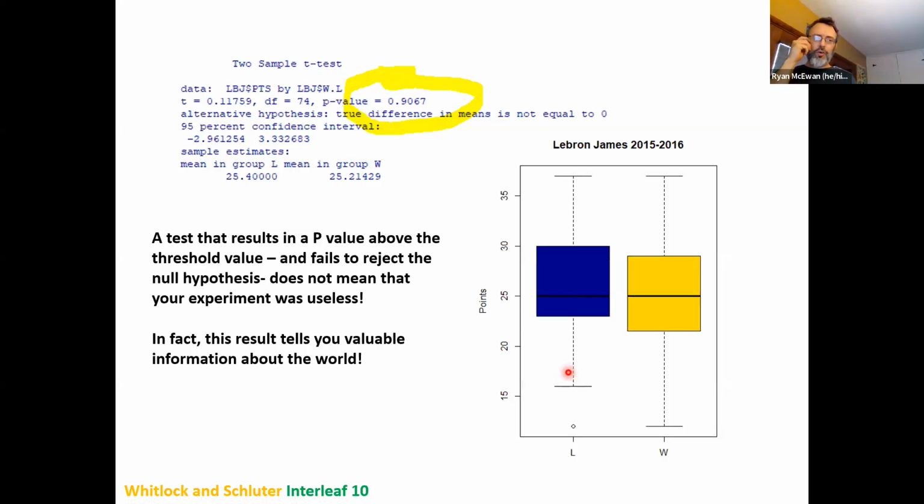In fact, a test result that's p-value greater than 0.05 or above the threshold value that fails to reject the null hypothesis does not mean your experiment was useless. It tells us important information about the world. We go, okay, for example, in this data set, which we looked at before, with this box plot of LeBron James, points, losses, and wins, we go, there's no evidence that the number of points differed between wins and losses. Guys scoring 27, 25 points a game, just all the time, period.